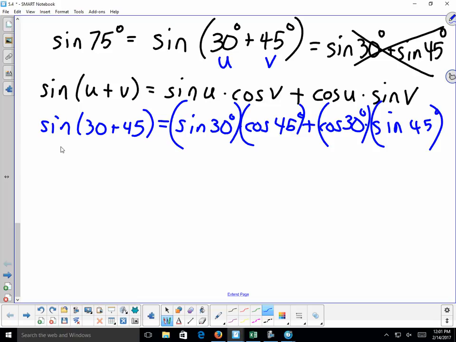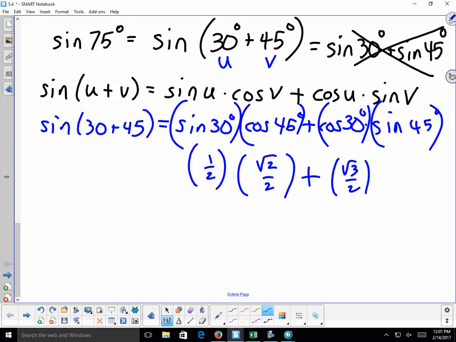So sine of 30 degrees is 1/2. Okay, now I don't want to write sine of 1/2, I just want to write 1/2. Sine of 30 degrees is 1/2. What about cosine of 45? Square root of 2 over 2. Everybody agree with that? Then I have a plus, and what's the cosine of 30 degrees, James? Square root of 3 over 2. And the sine of 45 is what, James? Square root of 2 over 2.